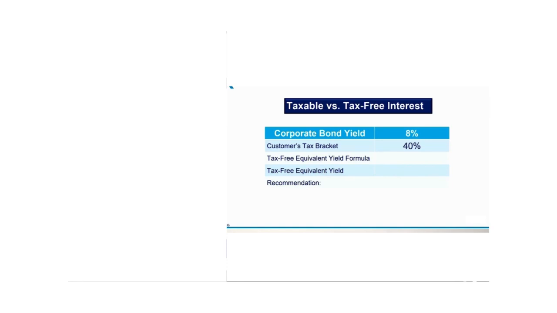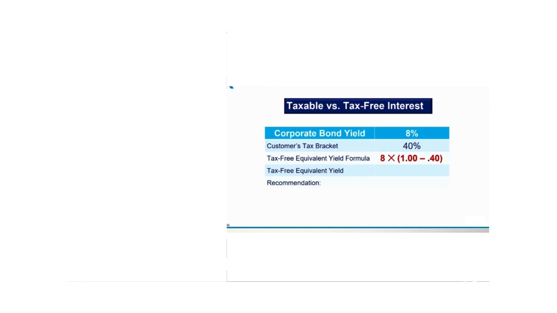So let me show you what would happen if the investor was in a higher tax bracket. Let's use the same 8% taxable corporate bond, but let's say the customer's in a 40% tax bracket rather than the 20% bracket we used in the last example.